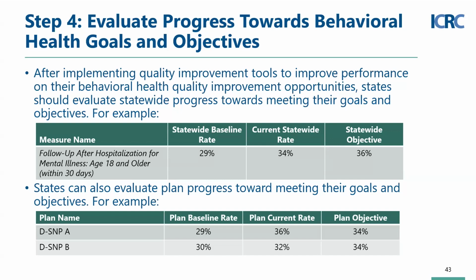Additionally, states can evaluate plan progress towards meeting the state's goals and objectives. Similar to the statewide performance example, in this example, D-SNP-A improved its performance and exceeded its performance target. D-SNP-B also improved its performance but did not meet its target. States can use these results to inform intervention updates as needed to help improve performance. Slide 44, please.